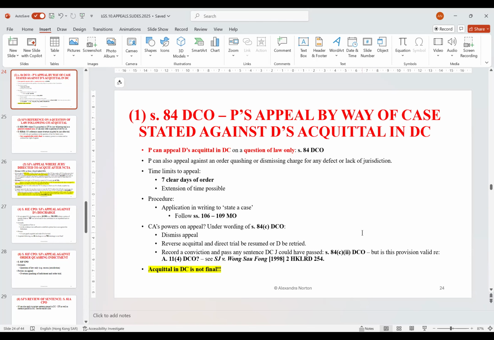However, they can do the other things. They can set aside the acquittal and direct a resumption of the trial or a retrial, or they can dismiss the appeal. So, Section 84 DCO, an acquittal in the district court is not final. It can be appealed by the prosecution as long as they can satisfy the criteria in Section 84. But remember, it only applies to an acquittal in the district court. It does not apply to an acquittal in the CFI.